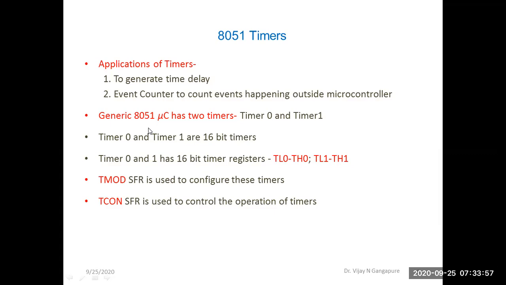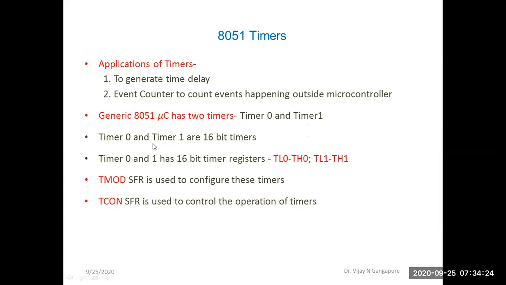So the generic 8051 microcontroller has two timers, timer 0 and timer 1. Generic means basic. Under MCS 51, that is the family of 8051 microcontrollers, there are so many microcontrollers. So that basic microcontroller, that is the generic 8051 microcontroller, has two timers, timer 0 and timer 1.